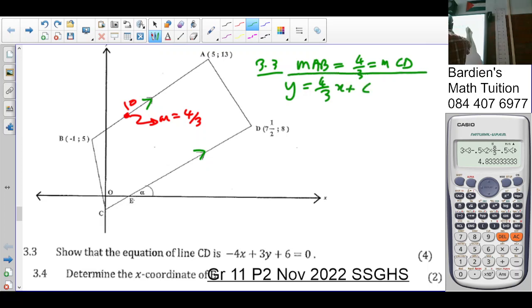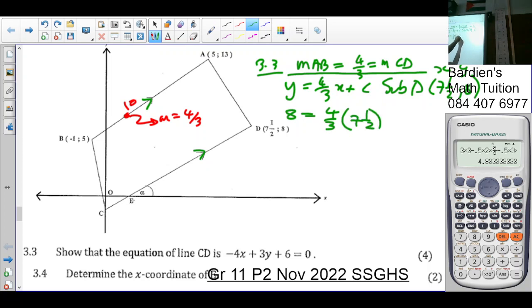I don't have to say that, okay? I'm going to substitute the point on this graph, which is D, 7.5 and 8, on the line. Remembering that's an x and a y, so 8 is equal to 4 over 3 times 7.5 plus c. So c is equal to 8 minus 4 over 3 times 7.5. Okay, so it gives you an answer of negative 2.